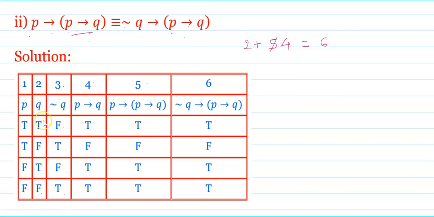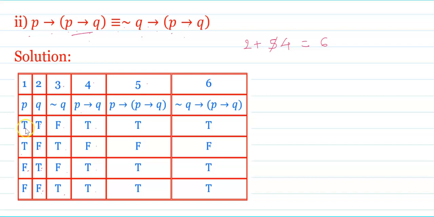Now the next implication. P implies Q. T implies T, it is true. T implies F, it is F. F implies T, it is true. F implies F, it is true. Okay. Now the next implication between the first to the fourth one.